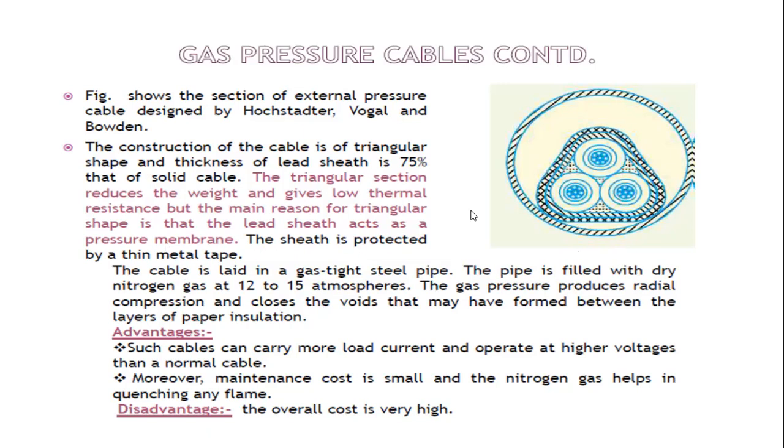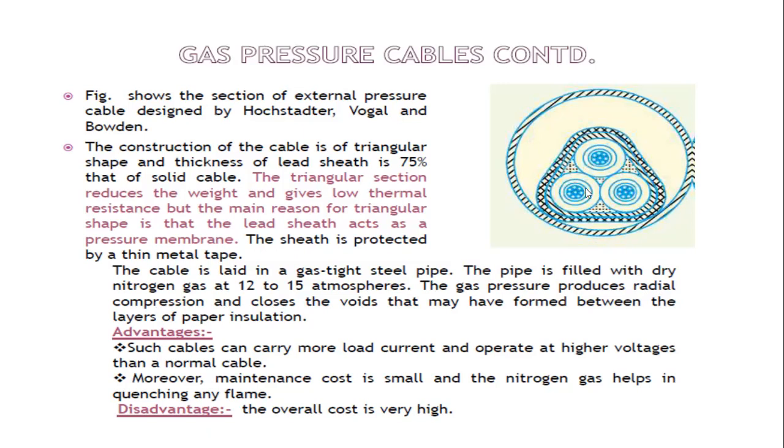The sheet is protected by a thin metal tape. The cable is laid in a gas tight steel pipe. The pipe is filled with dry nitrogen gas at 12 to 15 atmospheres. The gas pressure produces radial compression and closes the voids that may have formed between the layers of the paper insulation.